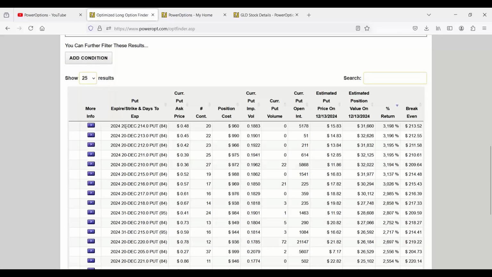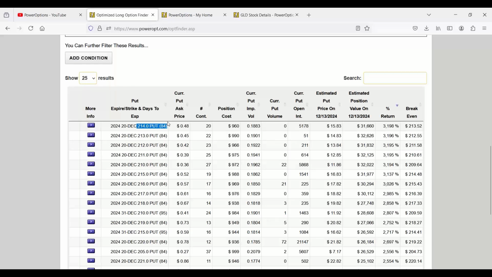We see here that the best bang for the buck, they're all really close, but the best bang for the buck is the 20th of December, 214 put. Why the 20th of December? Why not the 13th? Well, if I selected the 12th, it would have shown me expirations on the 13th. Since I selected the 13th, it pushed it out to the next week.